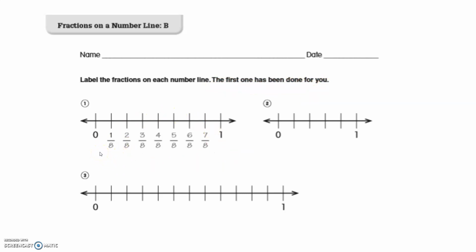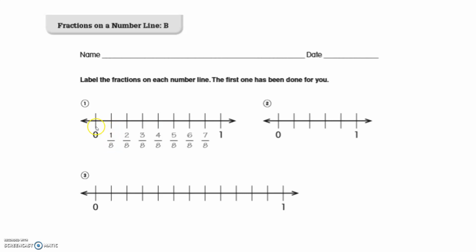All you're doing, the very first step is counting the spaces. 1, this space, 1, 2, 3, 4, 5, 6, 7, 8. Okay, so there's 8 spaces. Look at down here, all the bottom numbers say 8. But then you're going to put a number for the line. So this from 0 to 1 is 1/8.